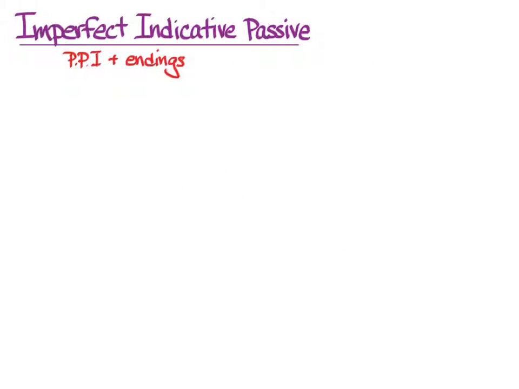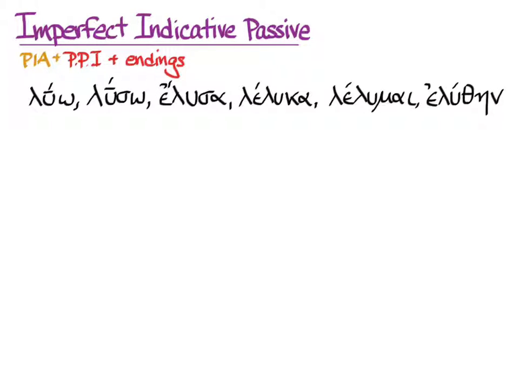Let's move on to the imperfect indicative passive, which will be, as all imperfects, from the first principal part and the endings, but we'll need to add the past indicative augment. So here's good old luo and our augmented first principal part tense stem.